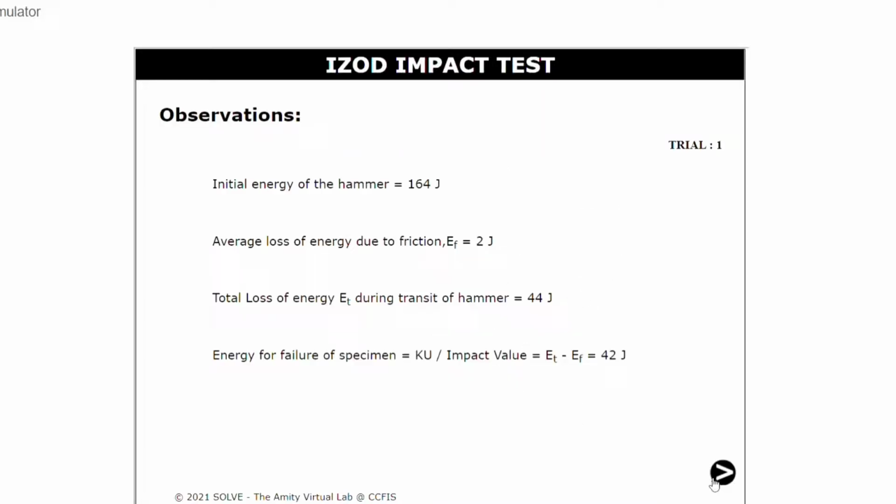Trial 1's observation. Initial energy of the hammer is 164 joules. Average loss of energy due to friction is 2 joules. Total loss of energy during transit of hammer is 44 joules. Energy for failure of specimen is 42 joules.